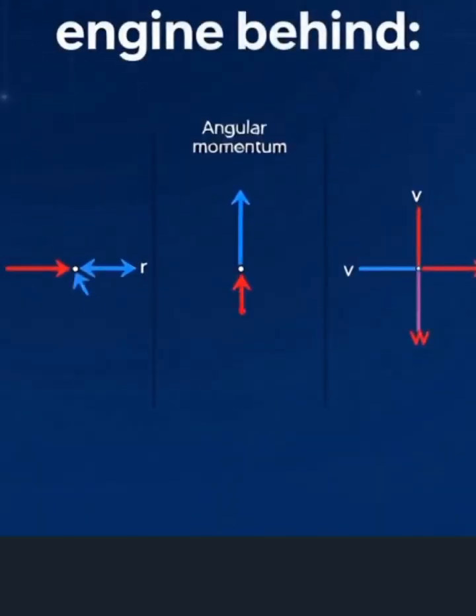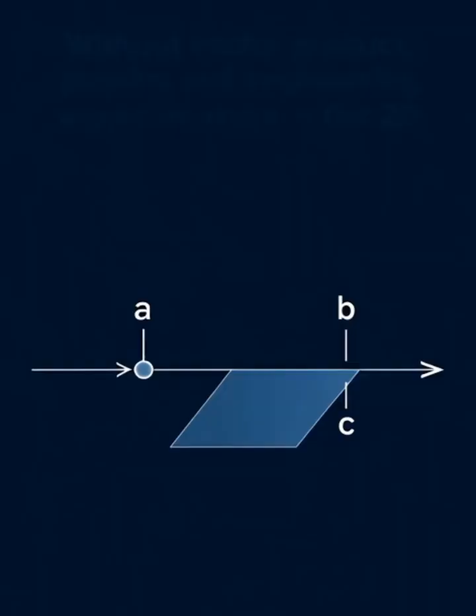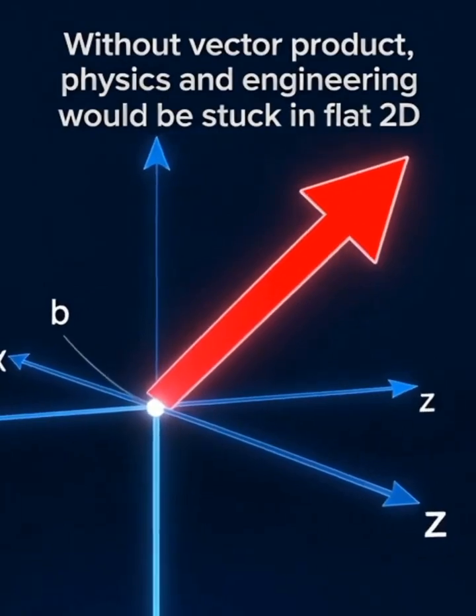Vector product is the mathematical engine behind torque, angular momentum, rotation in 3D space, etc. Without vector product, physics and engineering would be stuck in flat 2D thinking.